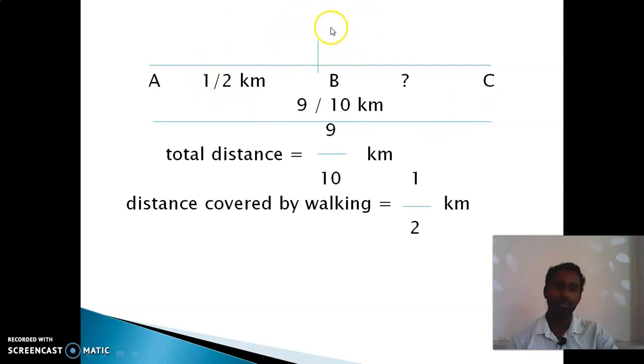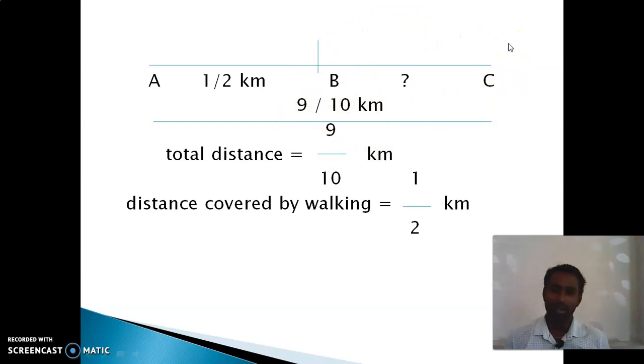So 1 by 2 plus 2 by 5. Can you add and say? Here 5, 2 twos are 4. So 5 plus 4 is 9, and 2 into 5 is 10. So 9 by 10, right? So 9 by 10 came. So 9 by 10 kilometers. So our answer is correct.